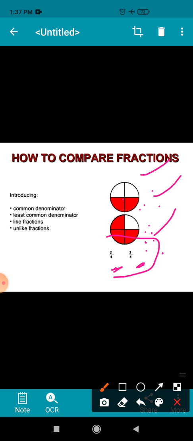Which type of fractions are they? They are like fractions because the denominators are the same. And when you compare them, you will find that 3 is a bigger number than 2. It means 3 by 4 is the bigger fraction. Okay, children, hope you all have understood. If the fractions are like fractions, then the fraction with the smaller numerator will be the smaller fraction.